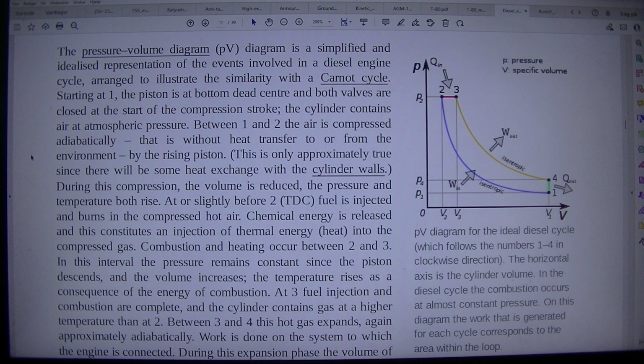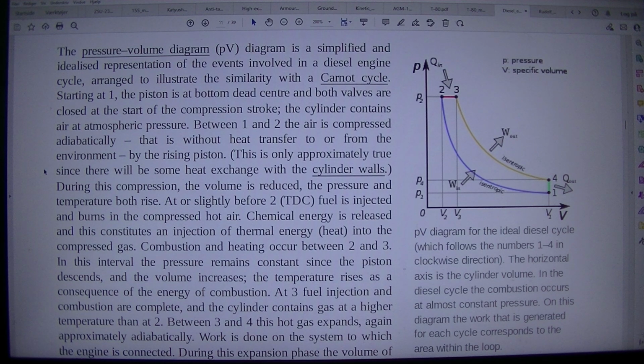The pressure volume diagram, PV diagram, is a simplified and idealized representation of the events involved in a diesel engine cycle, arranged to illustrate the similarity with a Carnot cycle. Starting at 1, the piston is at bottom dead center and both valves are closed at the start of the compression stroke. The cylinder contains air at atmospheric pressure.